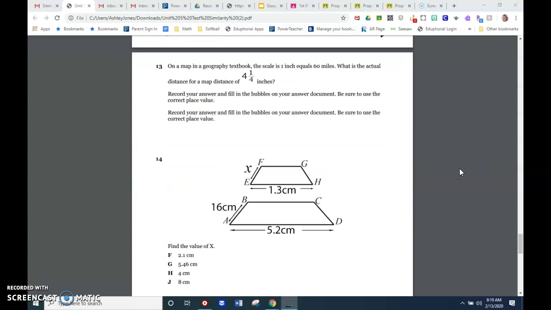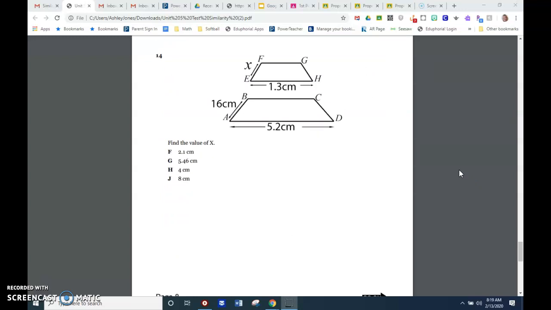Number 13. On a map in a geography textbook, the scale is 1 inch equals 60 miles. What is the actual distance for a map distance of 4 1/4 inches? Record your answer and fill in the bubbles on your answer document. Be sure to use the correct place value.